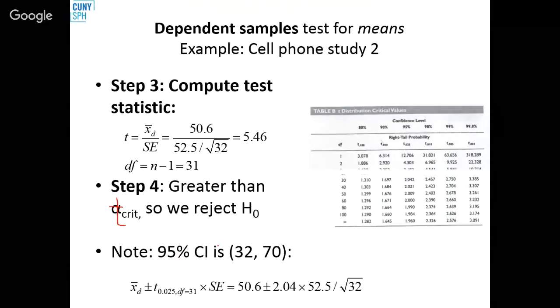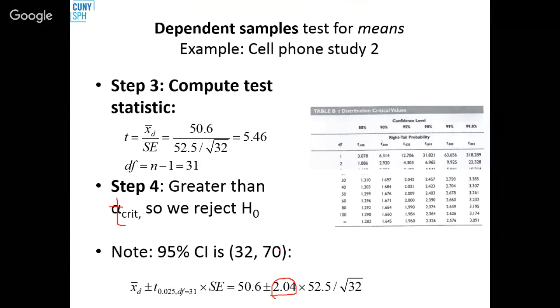And as a note, if we calculate this 95% confidence interval using that T critical of 2.04, just the mean difference plus or minus 2.04 times the standard error, we get a confidence interval of 32 to 70 milliseconds. Because that doesn't include 0, the no difference, you could also use that to reject the null hypothesis. Note that this confidence interval is on the difference in reaction times.